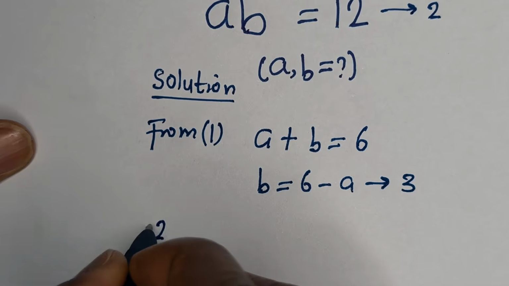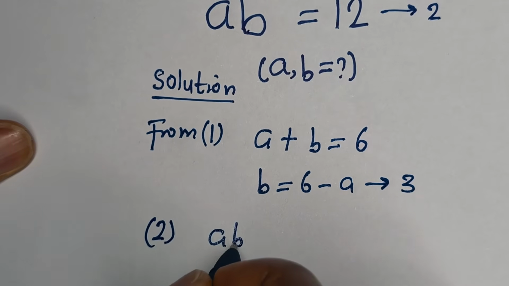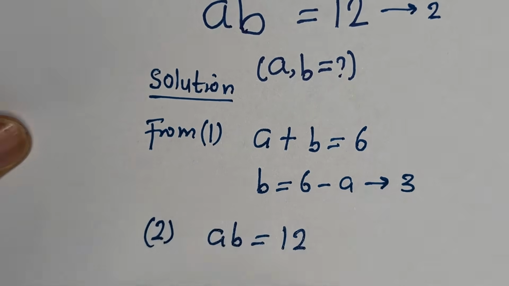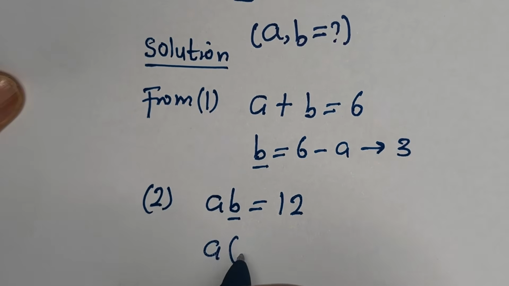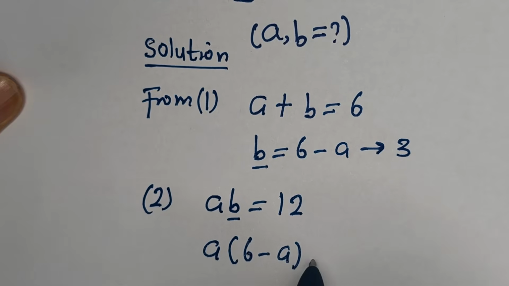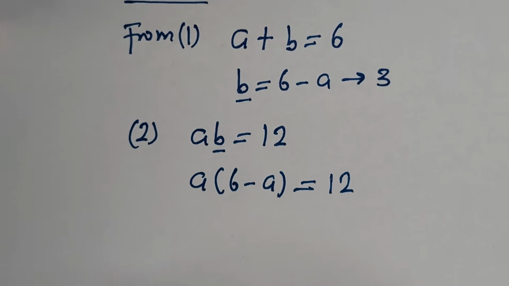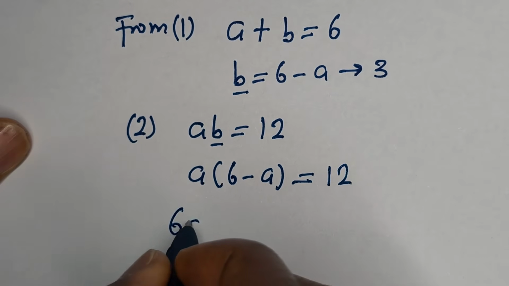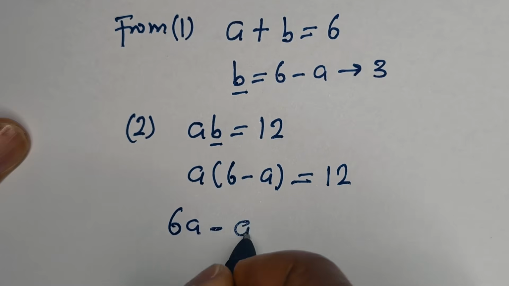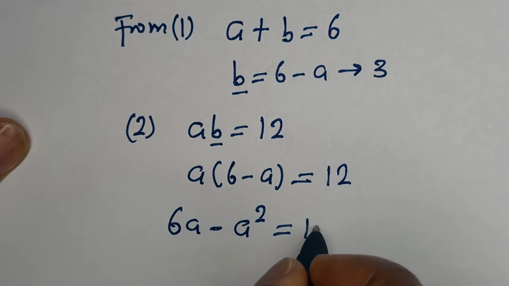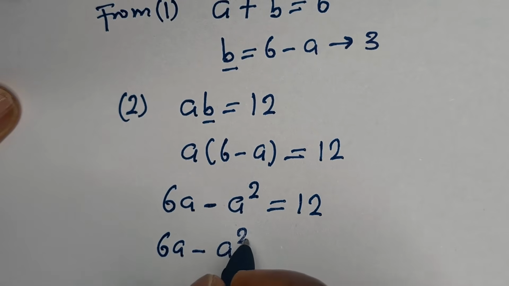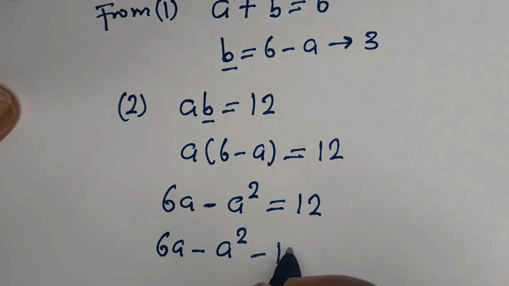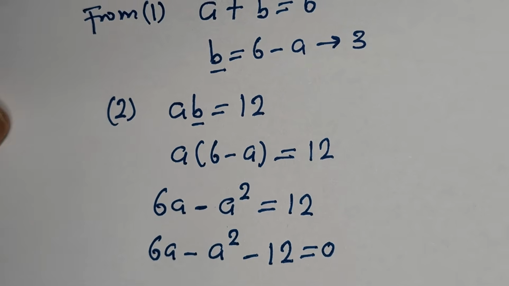From equation 2, AB is equal to 12. Now let us substitute for B here, which is 6 minus A. We have A bracket 6 minus A bracket is equal to 12. A multiplied by 6, this is 6A minus A multiplied by A, A square, is equal to 12. 6A minus A square, if you bring this to this side, becomes minus 12 is equal to 0.